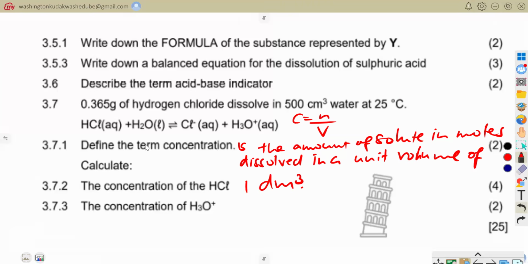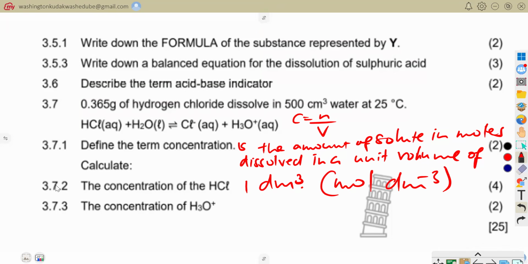That is what we define our concentration as: the total amount of solute, in moles, dissolved in a unit volume of 1 decimeter cubed. So the units for our concentration would be moles per decimeter cubed.